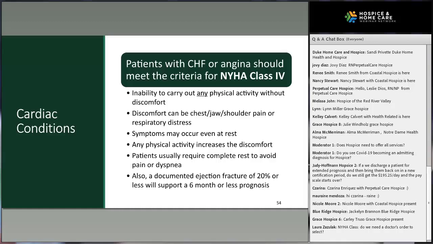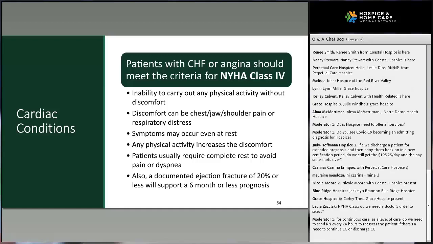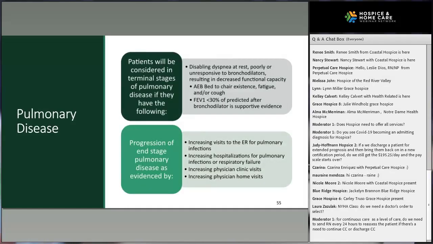Some patients it's a 30-second response, it's a minute response, then it's 2 minutes, then it's 5 minutes, and you're beginning to see a decline in how quickly it takes for them to then return to what their level of normal is. Also, a documented ejection fraction of 20% or less always supports a 6-month or less prognosis.